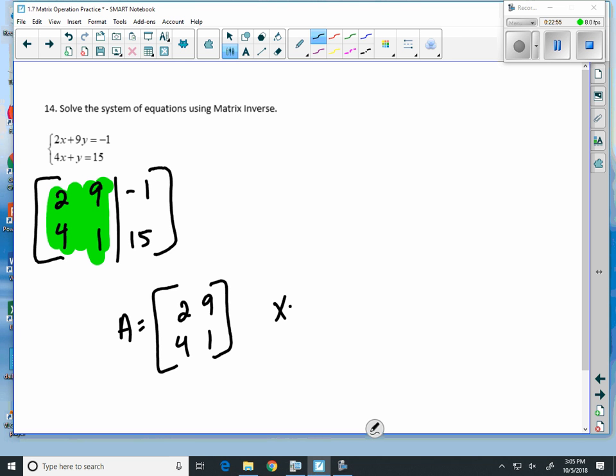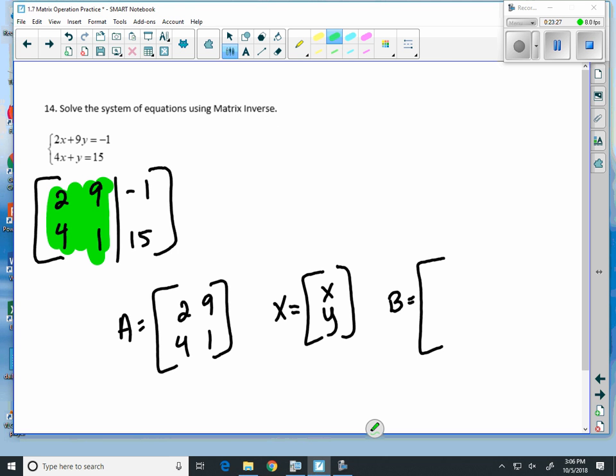And then we're going to go ahead and write matrix X. Matrix X is called our variable matrix. If you look at our original problem, we only have X and Y. So we're going to put X and Y in here for these guys. If you had a 3 by 3 matrix, or sorry, 3 by 4 matrix, it would be X, Y, and Z. We're going to go ahead and put in B. B is what's on the right-hand side of the equal sign. So that's going to be these guys over here.